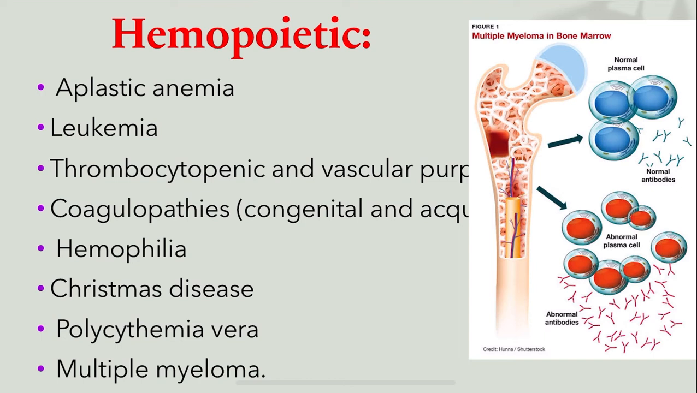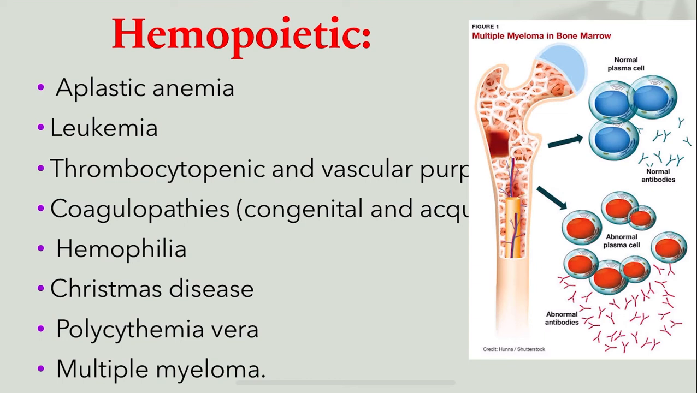One, that is hemophilia. The Christmas disease is popularly known as hemophilia B. It is because of the absence of clotting factor 9, or either there will be some defect in clotting factor 9, which will result in Christmas disease.